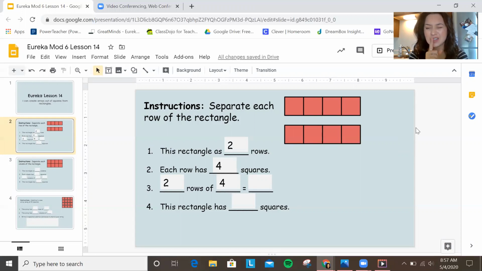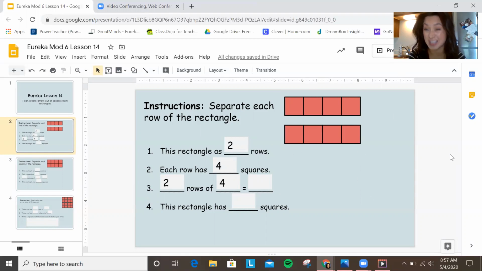Now, this is where I noticed a lot of students got tripped up because they said, oh, let's just add the 2 numbers. Make sure, remember, anytime we see that equal sign, that means it's the total. It's all of the squares. So 2 rows of 4 equals blank. 2 rows of 4 equals how many squares?